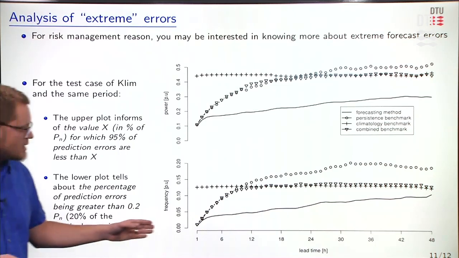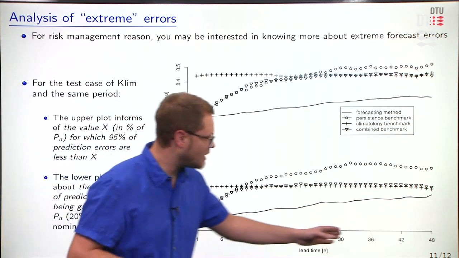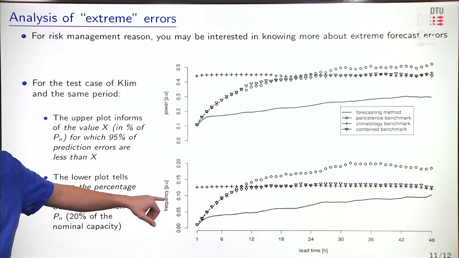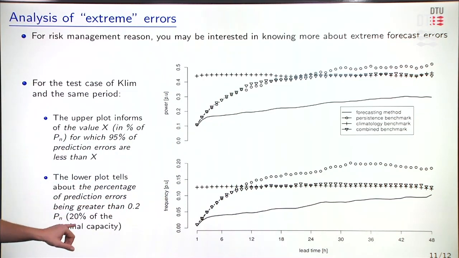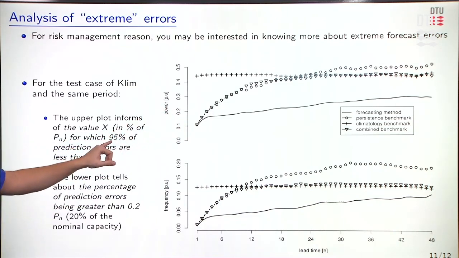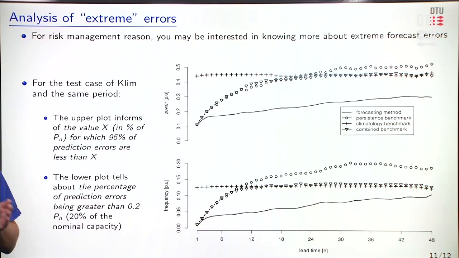By looking at these different plots, so this is here as a function of the lead time, and we have here a plot for the frequency related to a certain threshold. We have a plot here for a level of power related to a certain frequency. By analyzing these numbers, we can understand the frequency and magnitude of certain types of errors and compare in detail different methods.